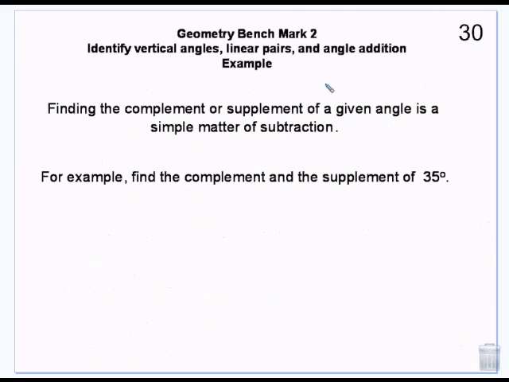Okay, finding a complement and a supplement is just subtraction. So if I find the complement of 35, complements are 90, so I'm going to do 90 minus 35, and that equals 55. And if I find the supplement of 35, I'm going to do 180 minus 35, which is 145. Now, you don't have to write all that. You just write complement of 35.